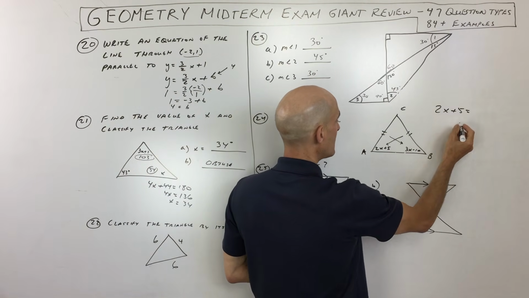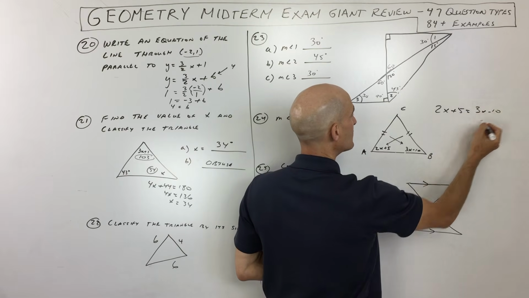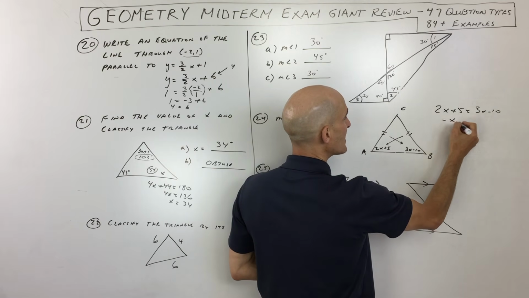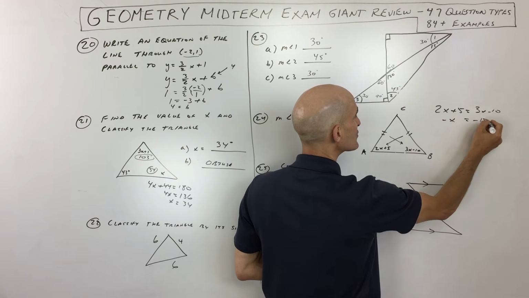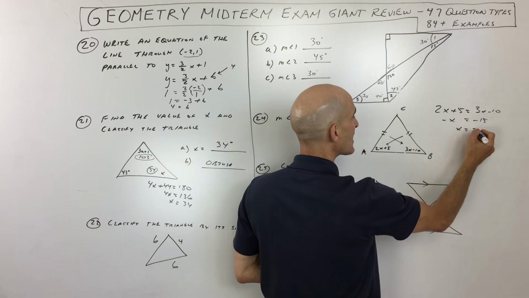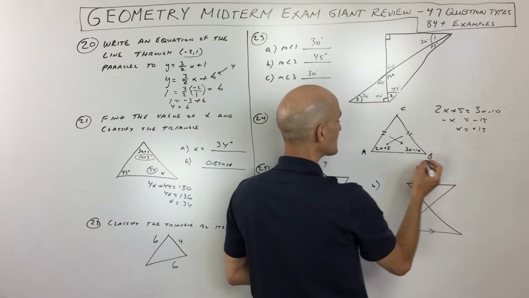2x plus 5 equals 3x minus 10. Subtract the 3x from both sides, that's negative 1x. Subtract the 5 from both sides, that's negative 15. Multiply both sides by negative 1, and we get x is 15.